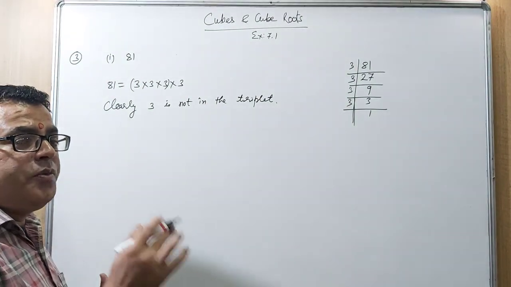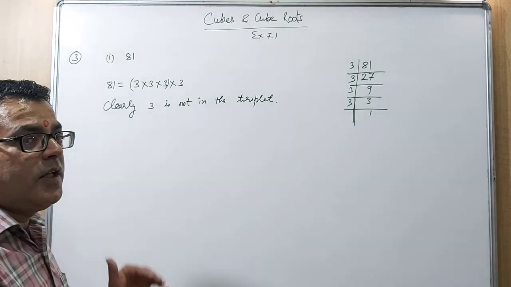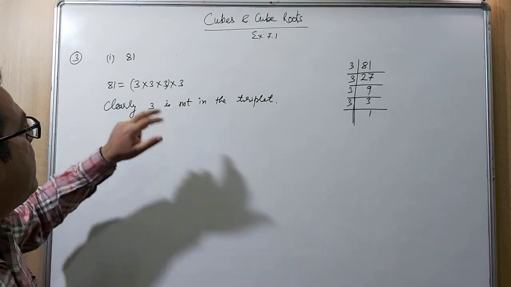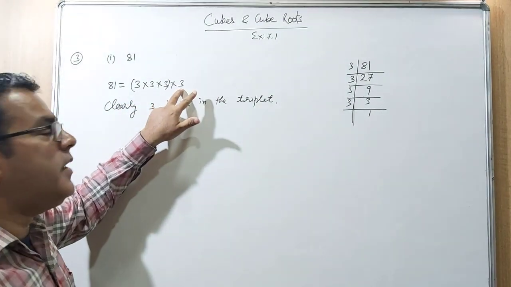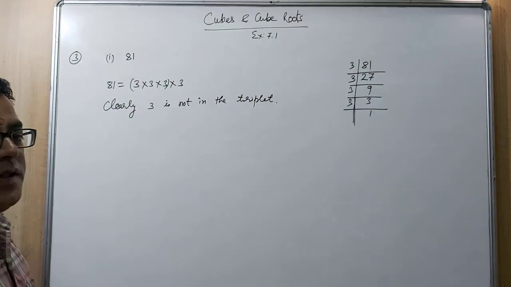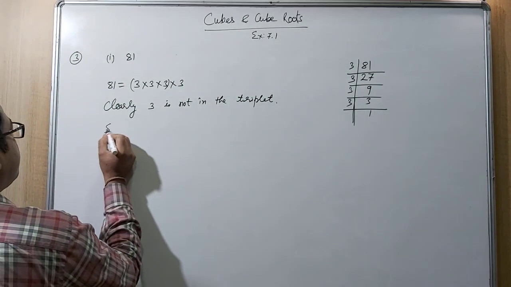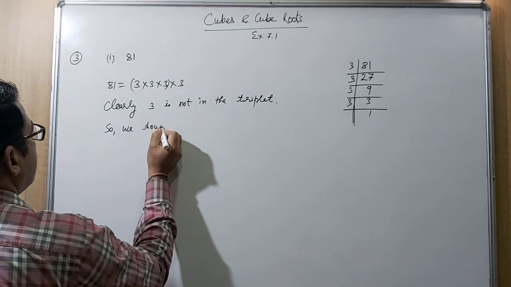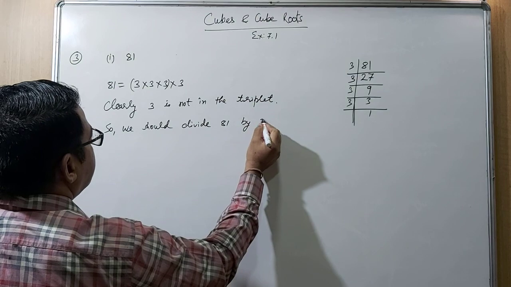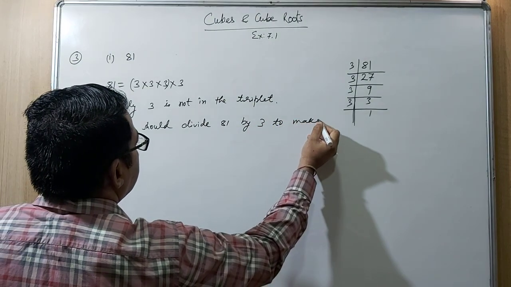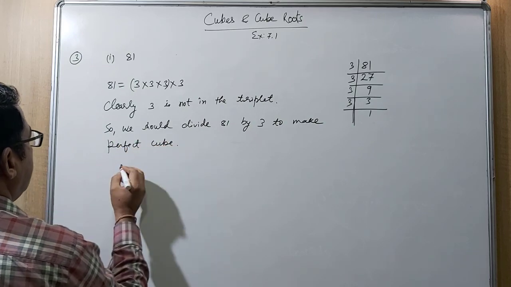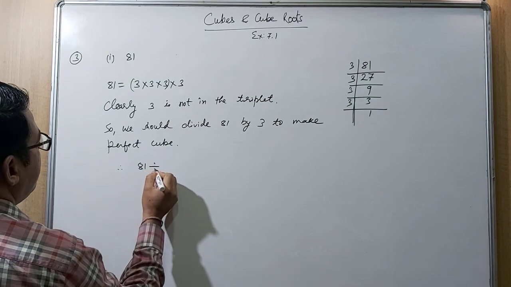If we remove this 3, then we can make 81 a perfect cube. It means we need to divide by 3. If we divide by 3, this 3 will be removed, and then we can make it a perfect cube. Therefore, we should divide 81 by 3 to make a perfect cube.